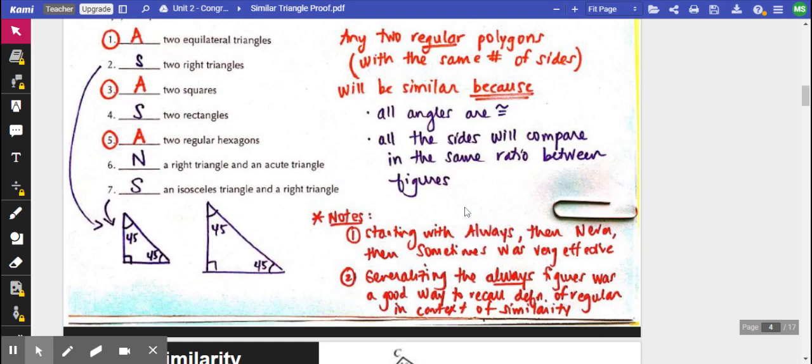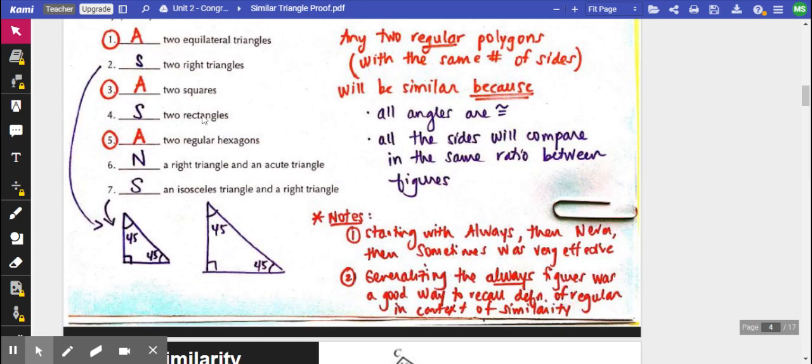The idea there is that any regular polygon with the same number of sides will be similar because all the angles are definitely congruent. Squares just have 90-degree angles, equilateral triangles only have 60-degree angles, and all the sides will compare with the same ratio to each other.